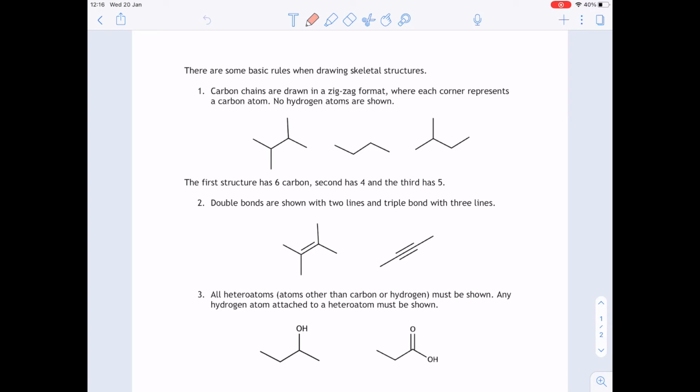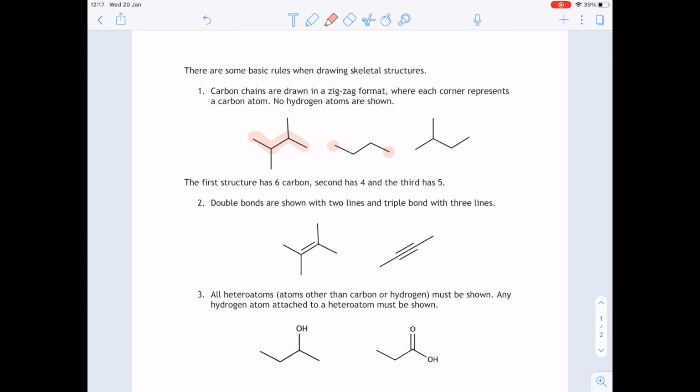Your carbon chains are drawn in a zigzag format, as you can see here, where each corner represents a carbon atom, so like this end and this end, and we don't show hydrogen atoms. The reason we do that is so that we can see the most important functional groups in our formula. The carbon chain isn't really relevant when it comes to bonding and reactions, so we tend to just eliminate it by having this nice zigzag structure.